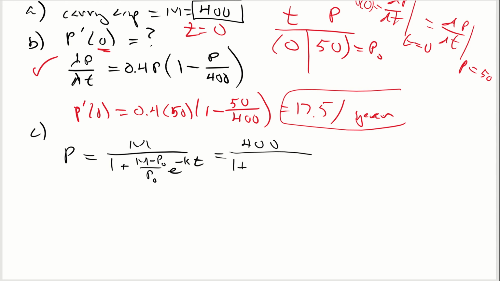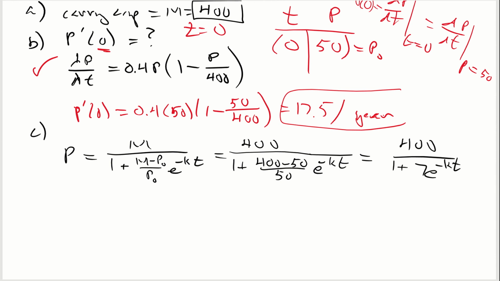1 plus 400. We know P. P is 50, they gave us, over 50 times e to the, we don't know k. Okay, and we're going to have to find k. But this turns out to be, as it turns out, equal to 400 divided by 1 plus, it looks like 7 e to the minus kt.